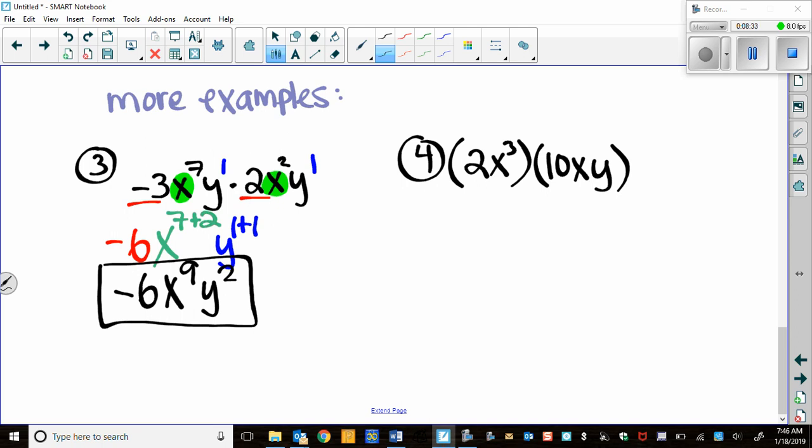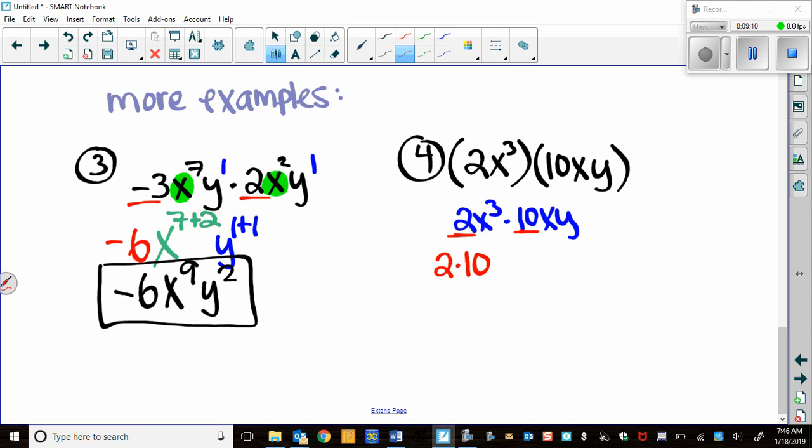Okay? Now, these two problems are the exact same thing. Don't get confused with parentheses. So really, if you see parentheses and there's no exponents on the outside, it really looks like this. 2x to the 3rd power times 10xy. Exact same thing. So don't get confused with the parentheses, okay? In this case, I'm going to go ahead and underline my coefficients. I'm going to multiply 2 times 10. So I'm going to write down before I simplify so that you can see it in a different way.